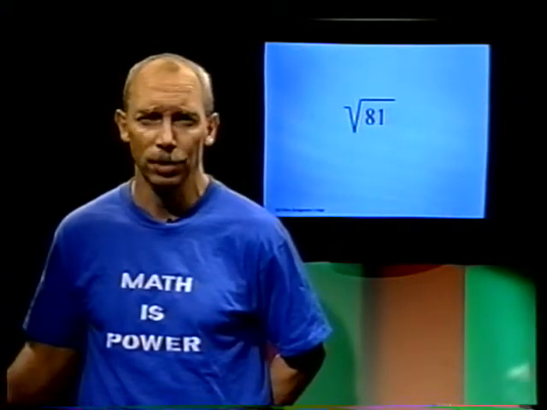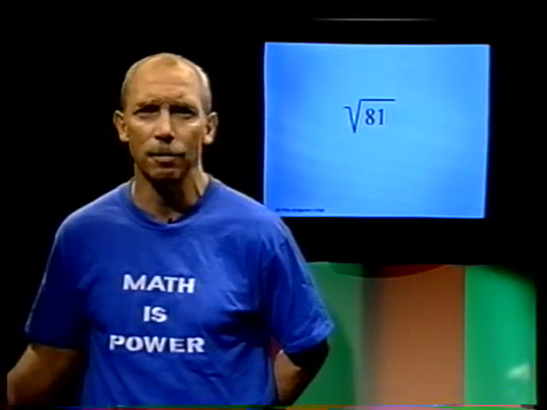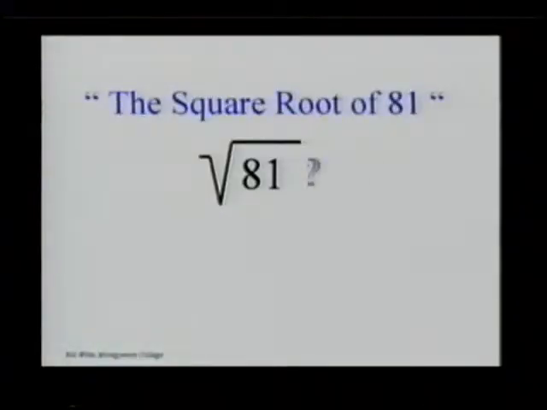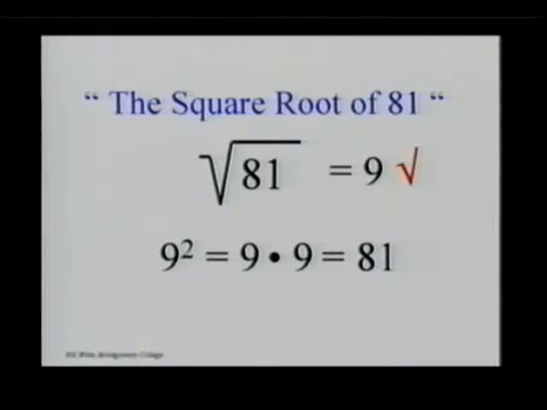There may be another. The square root of 81, think about that. What would that be? Some number that, when you square it, you get 81. Let's prove it. 9 to the 2nd, or 9 squared, does equal 81. So 9 is, in fact, the square root, or a square root, of 81.